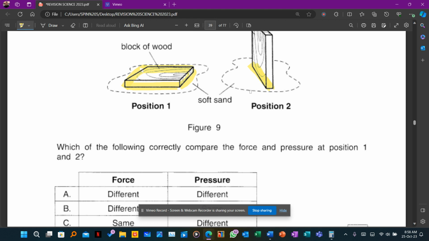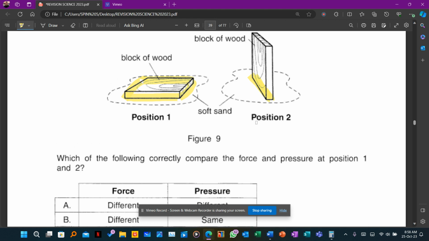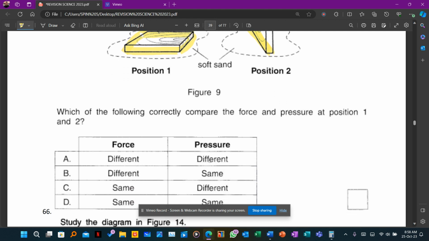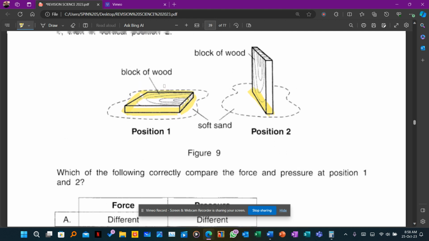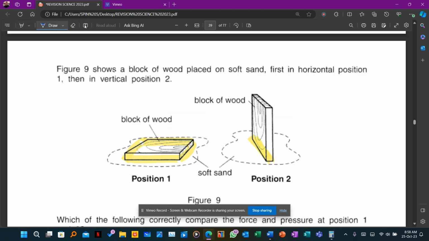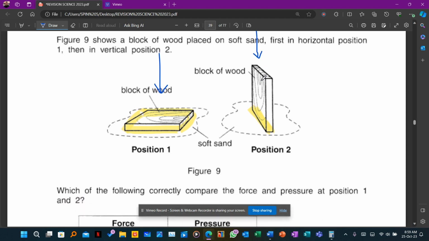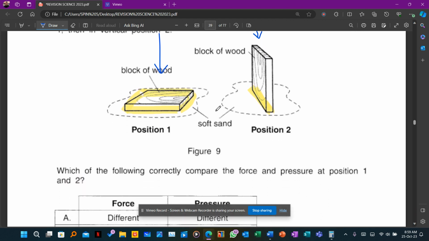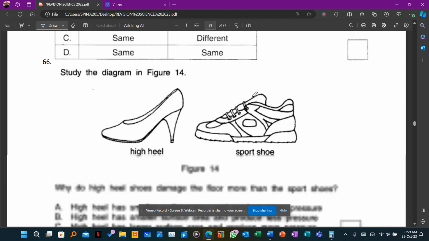So in here, between the two, position 2 should have higher pressure because the area is smaller. Both of them are still affected by gravity, and both of them are the same size, therefore their weight should be the same, their force will always be the same. The only time the pressure changes is when the surface is changed.